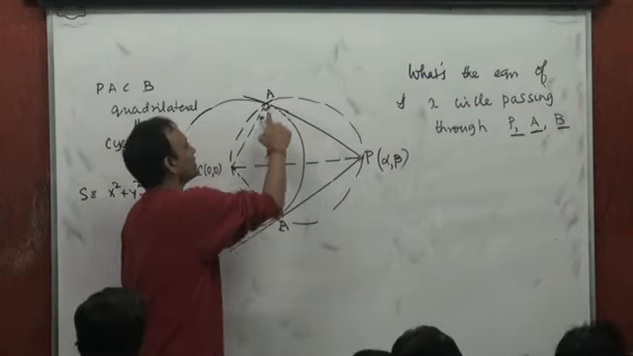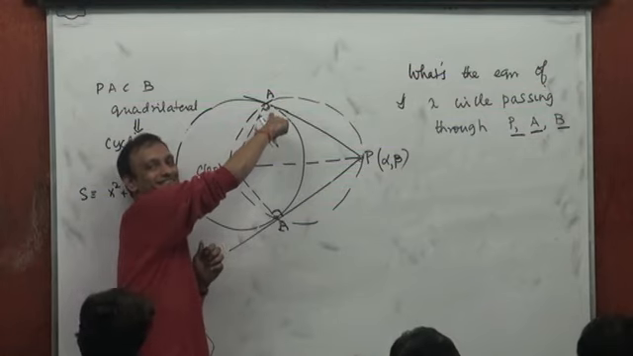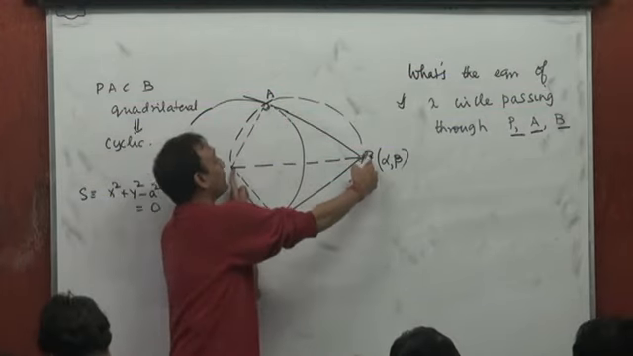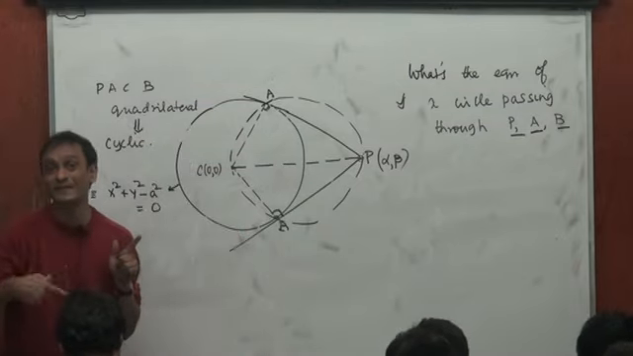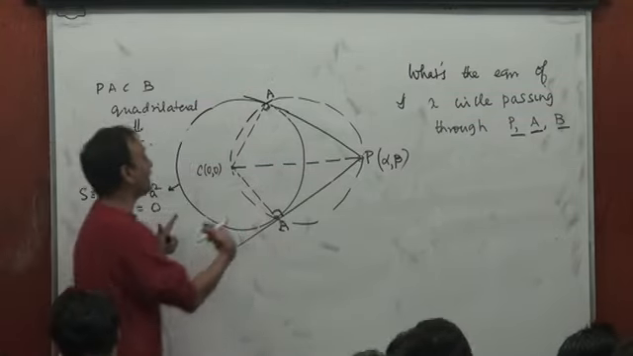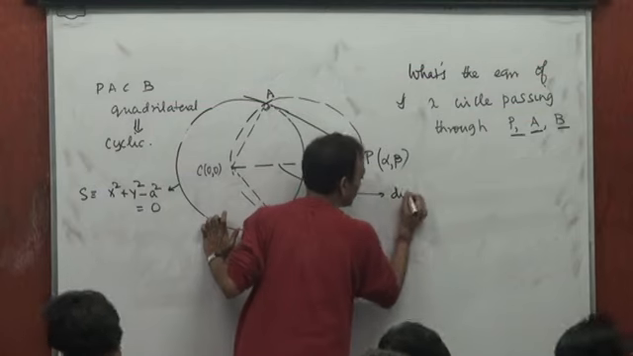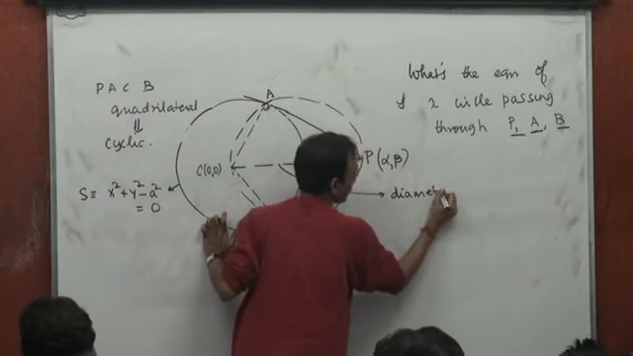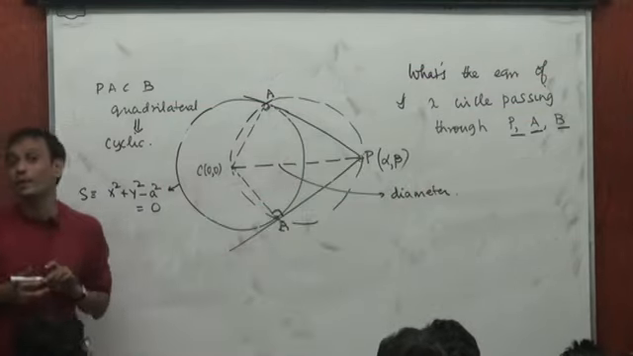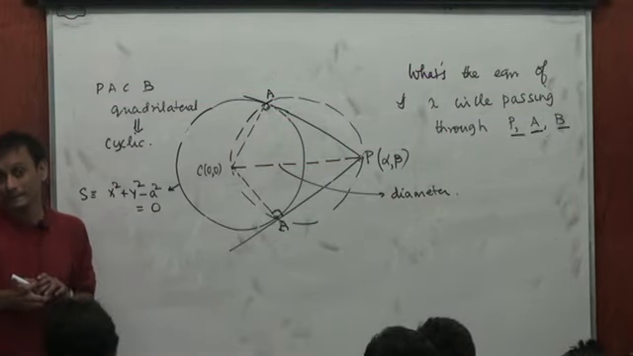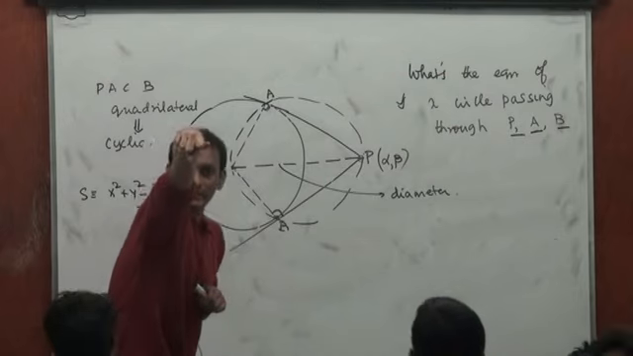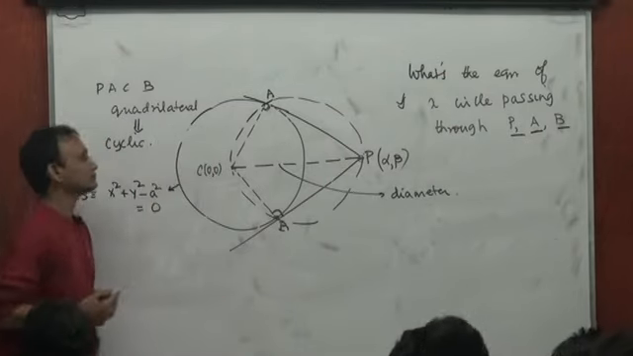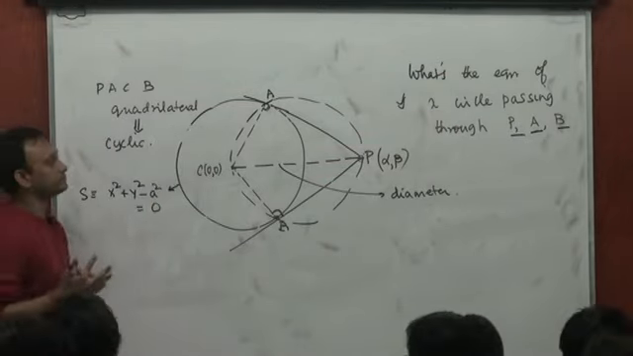And if this is 90 degrees, this must be the angle in a semicircle. That means PC must be the diameter of the required circle, right? Got me?